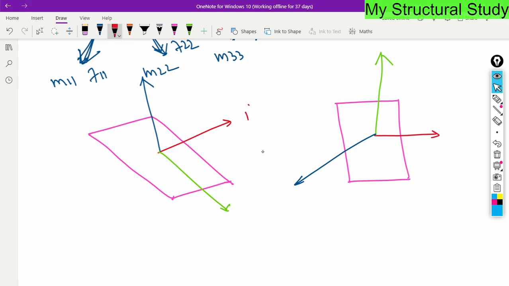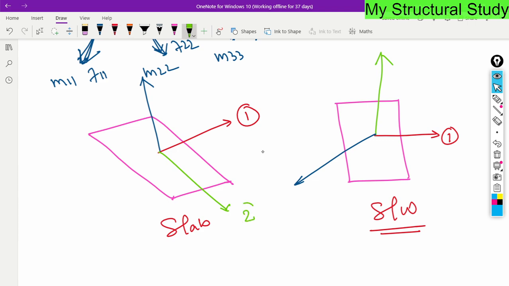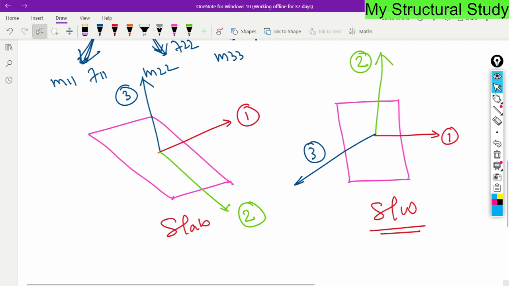So red is the one axis, this is slab, this is shear wall. The green is the two axis for slab, this is the two axis for shear wall, and the blue one is the three axis for slab. Here also three axis for shear wall. In this way, the local axis coordinate system arrangement can be done in the ETABS software.